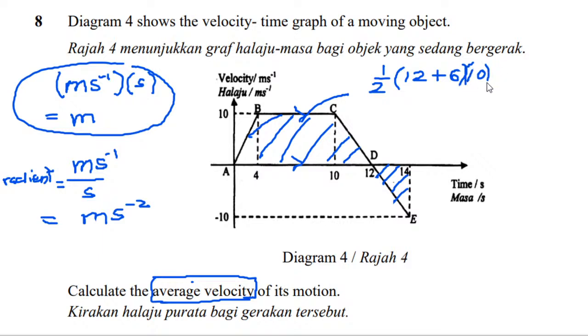bracket 10. Alright, and then here the area of the triangle is half times the base will be 14 minus 2, 14 minus 12, sorry, 2, times the height will be 10. Help me to calculate trapezium.